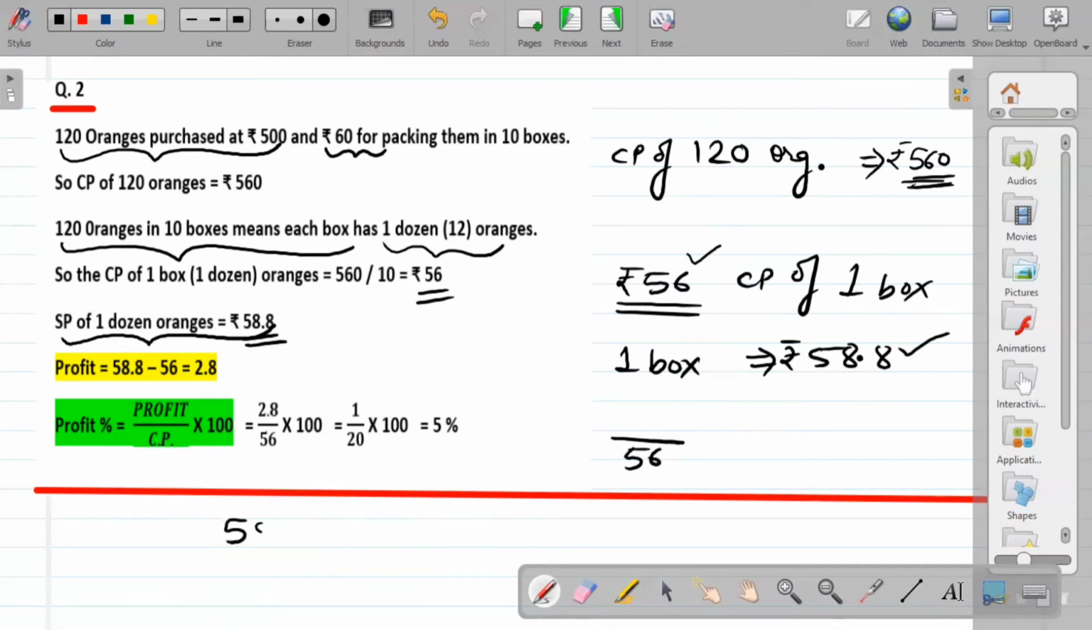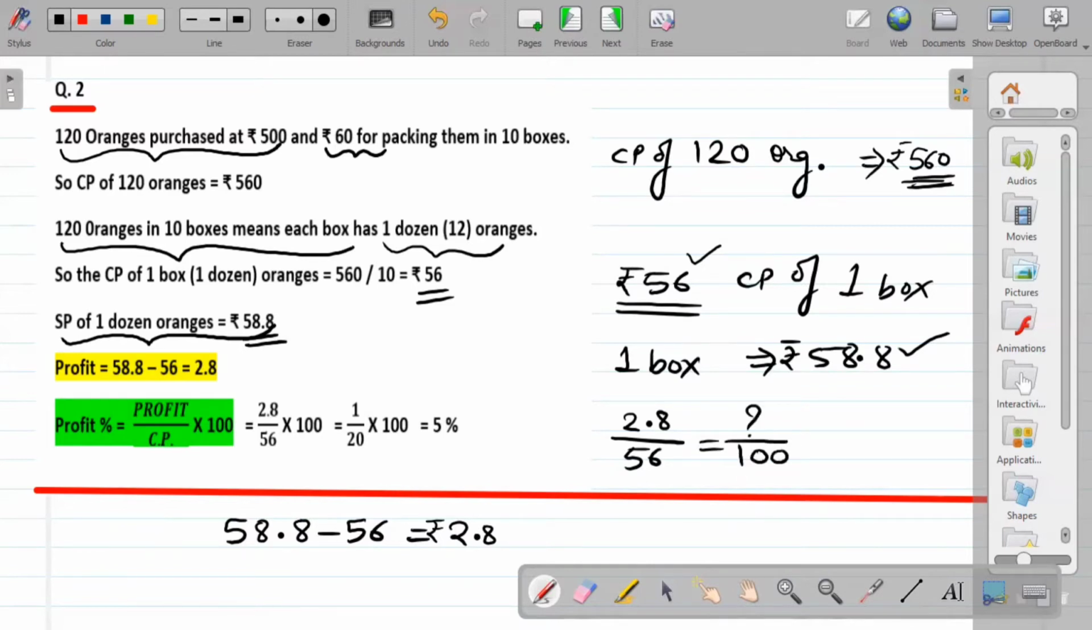For profit we can subtract: 58.8 minus 56 rupees. So how many extra rupees did I get per box? I got 2.8 rupees. For each box I am getting 2.8 rupees extra. So on 56 rupees I have a profit of 2.8. I earned a profit of 2.8 rupees on 56 rupees.